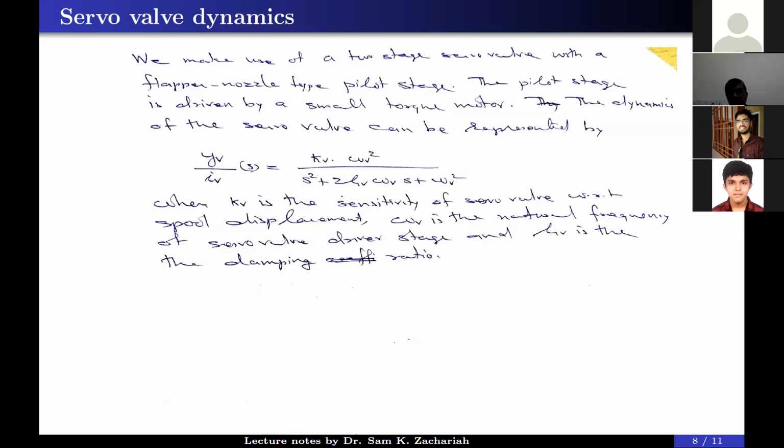Sir, what is the meaning of flapper nozzle type? Flapper nozzle, if I was teaching you on a board, I could have drawn it. I will talk only, I don't have any figure to show you. Two nozzles will be there, and in between there is a flapper. The two nozzles are connected to some pressurized fluid supply. If the flapper is closing the nozzle tip, it will generate a back pressure inside that particular nozzle block. And that back pressure will drive the spool valve. So depending on the distance between the flapper and the nozzle, the back pressure inside the nozzle will vary.